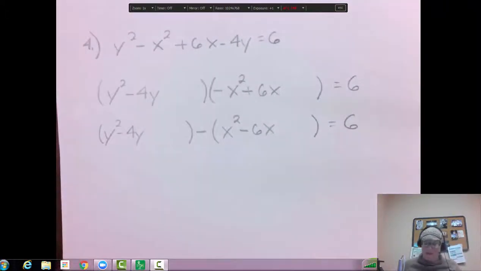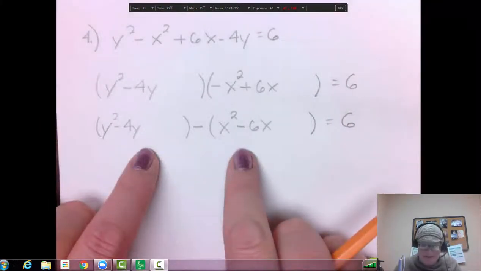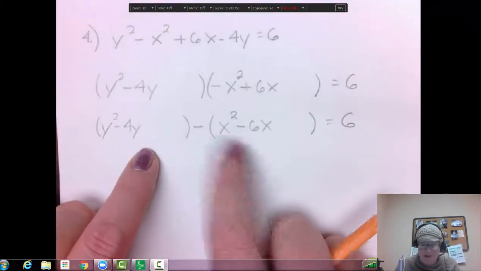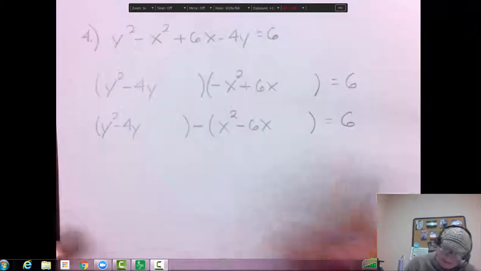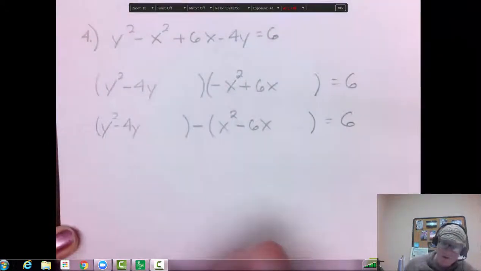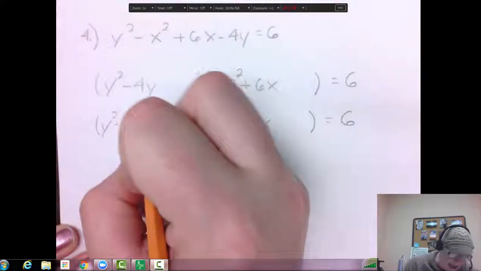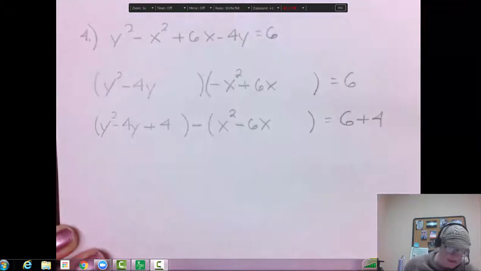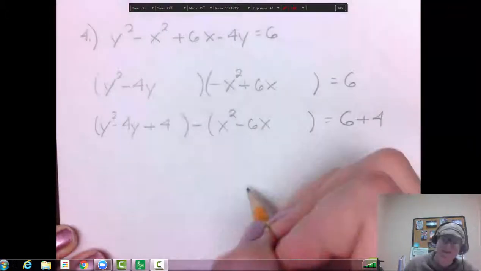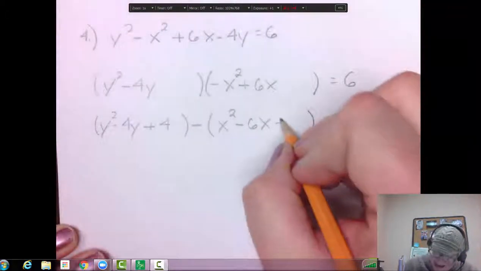Equals 6. So then from here I have my two parentheses that I'm going to complete the square on, and now I don't have a negative or a number in front of x squared or y squared. So I take 4, half of 4 is 2, 2 squared is 4. So I'm going to add a 4 to this side. Again, add the 4 to the other side of the equal sign as well. Here, half of 6 is 3, 3 squared is 9, so I'm going to add a 9 here.